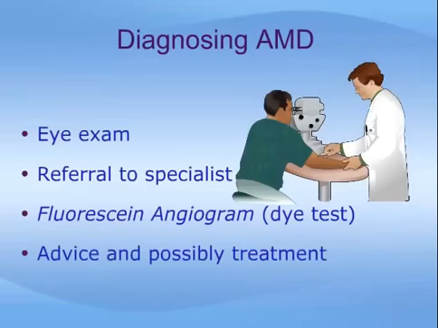The process of diagnosing AMD begins with a careful eye exam by an optometrist, a doctor of optometry, or an ophthalmologist, which is a medical doctor who treats eye disorders. If the doctor suspects that you might have AMD, he or she will likely refer you to an ophthalmologist who specializes in these conditions. This specialist will help determine what type and stage of AMD you have by using a procedure called fluorescein angiogram, which is a type of dye test that examines blood vessels in the eye. He or she will then advise you on the best type of treatment. The following slides explore this process in more detail.